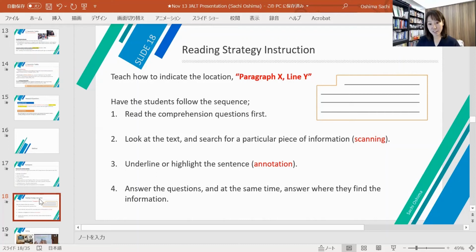2nd, look at the text and search for the particular piece of information. Do not try to translate every single word. And 3rd, underline or highlight the sentence.